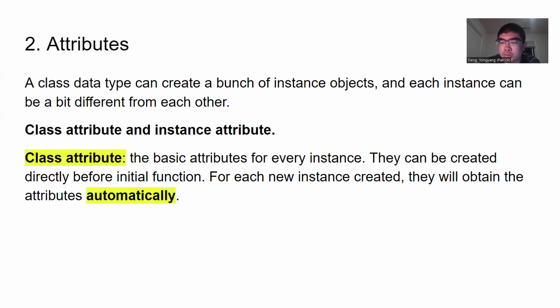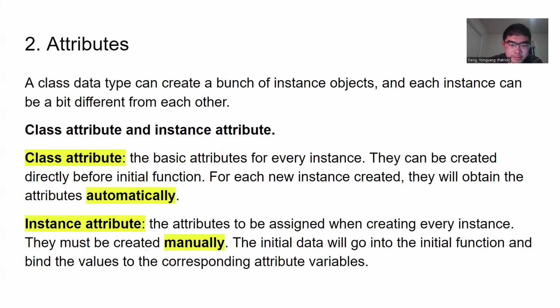So when you try to initialize that, it must have the attributes that other plants or zombies can have, to show that they are plants and zombies. So the instance attribute is the attribute assigned when creating every instance. We usually use the initial function, or maybe other functions, which we will talk about later.